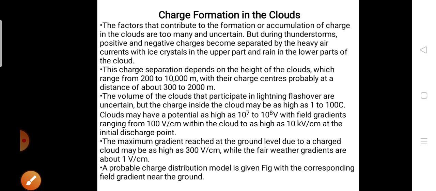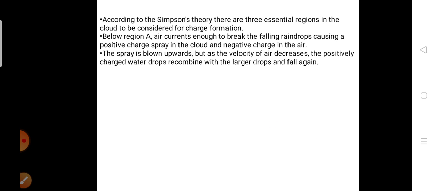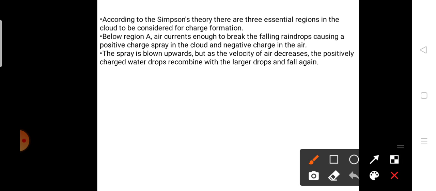Okay, now according to Simpson's theory, there are three essential regions in the cloud to be considered for charge formation. So there are three essential regions in the cloud.